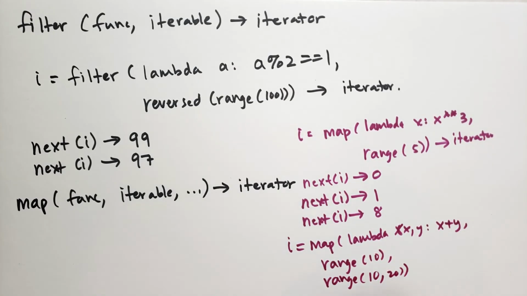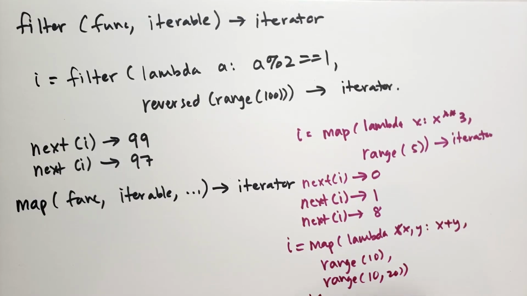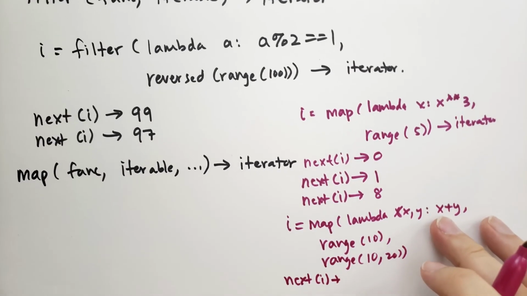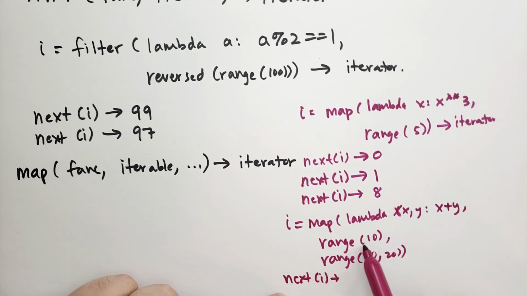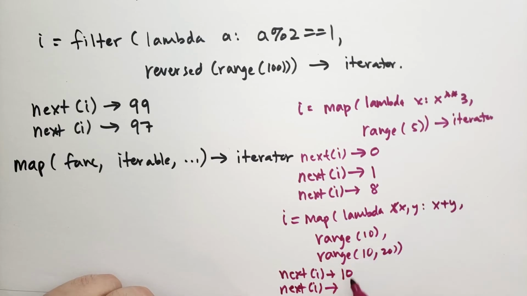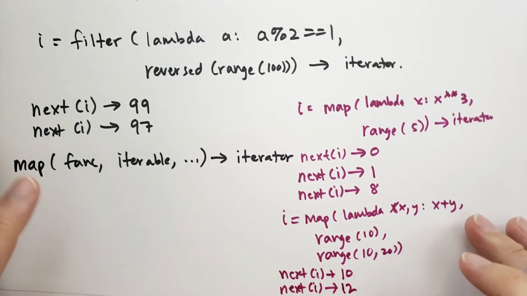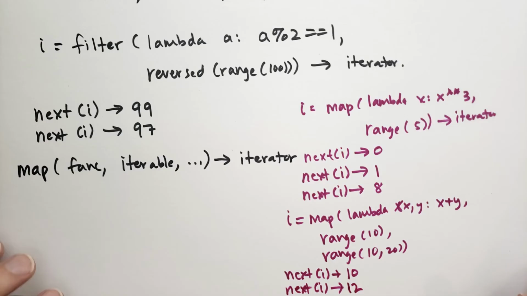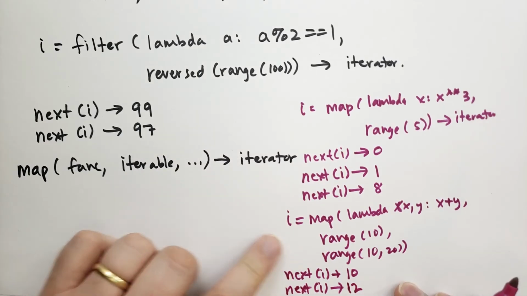Okay. And so when we call next on this one, this should give us, well, the first range will give us 0. The second range will give us 10. 0 plus 10 is 10. And if we call it again, it will give us 1 plus 11 is 12. All right? It's not too complicated.